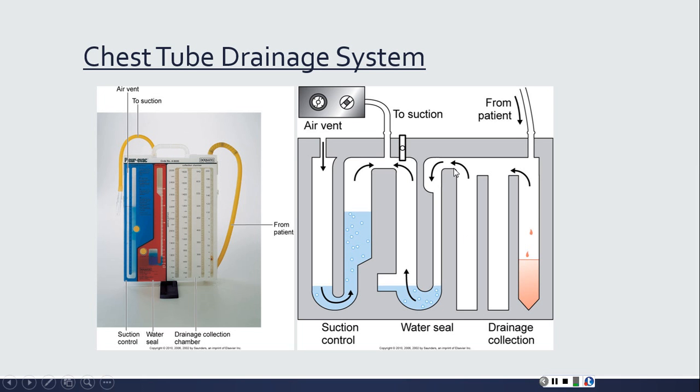All right? The third chamber is going to be your suction control. This is how we determine how much suction is being applied to that device. We're going to regulate the amount of water here, and that helps us to regulate how much suction is being placed on that chest tube. Now, that's going to be regulated by the physician. The physician is going to come in and say, I want this much suction, and then we will adjust accordingly. All right.